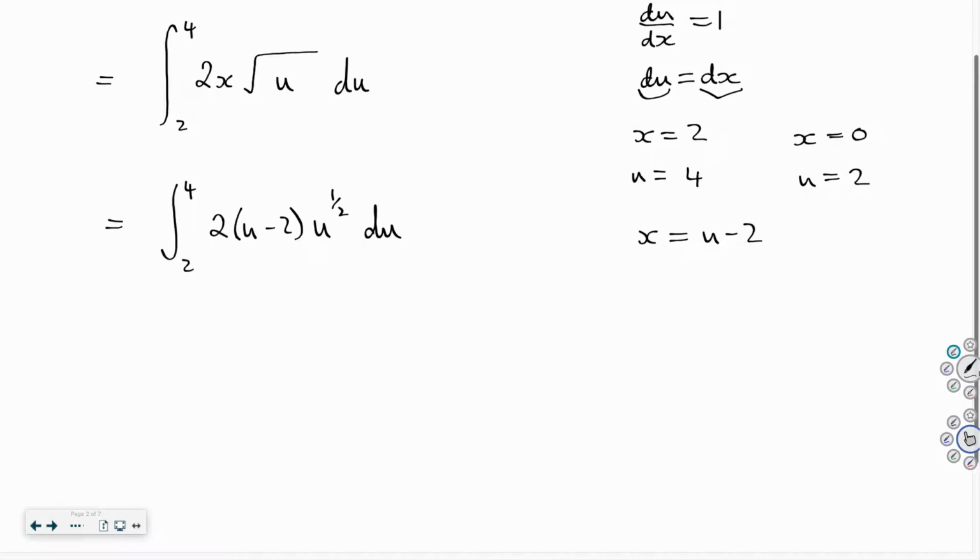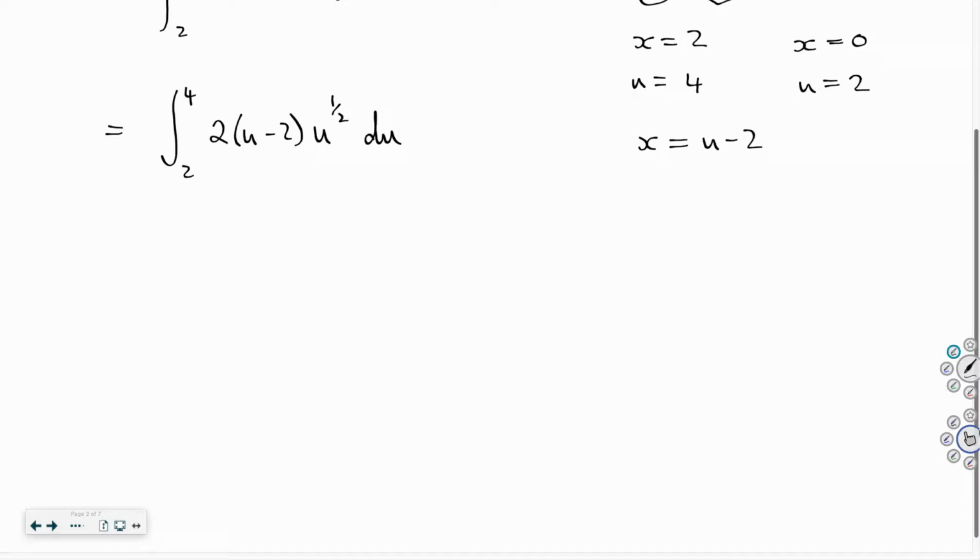Now multiplying out the bracket, if I bring this u to the half to the front and then expand, we're going to get the integral between 2 and 4 of 2 times u to the half, that's 2u to the 3 over 2, and then that's minus 4u to the half. And we're still doing that with respect to u.